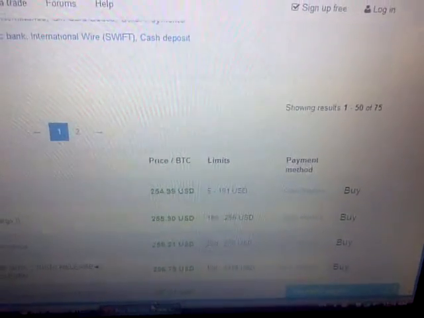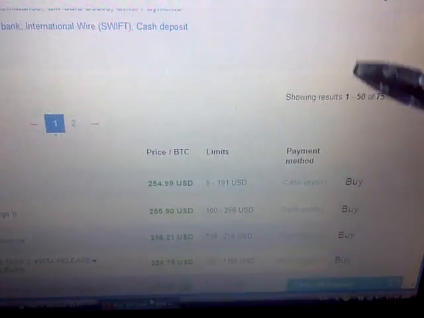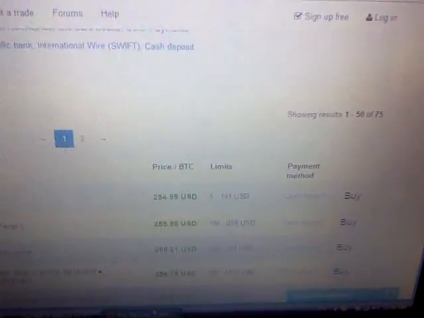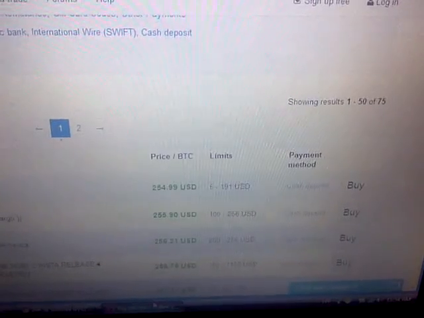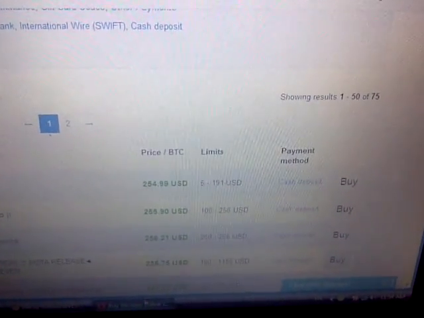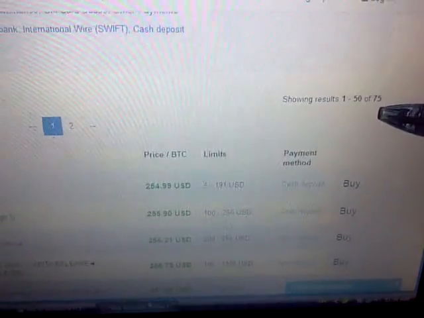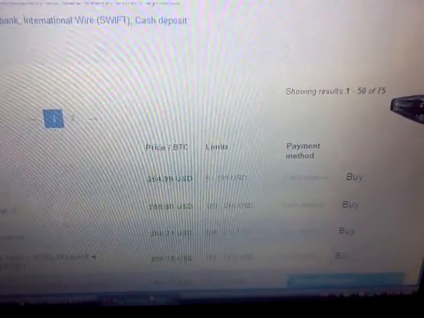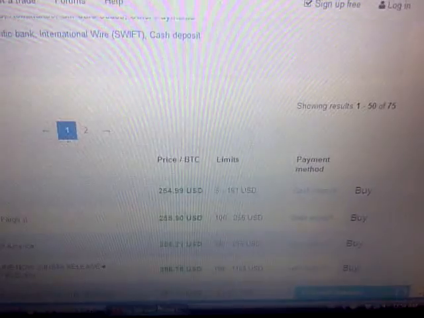But usually that's unusual, and I've noticed every time the number of people listing is in the 30s, the price the next day or maybe even that night tends to go up. And now, 75 is a lot, and that's usually an indication that price might go down.